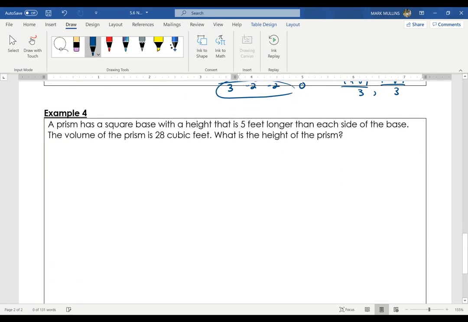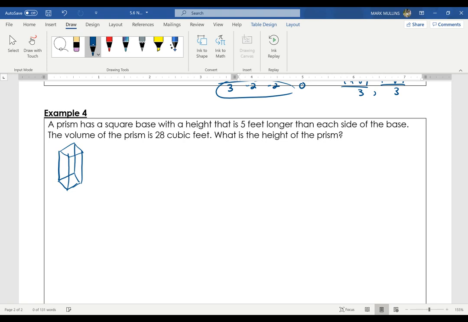Last one is a volume problem. A prism has a square base. So let's draw a prism with a square base. Let's make it prettier. And I guess I should draw maybe the square base part first. It's probably the least efficient way of drawing a square pyramid.